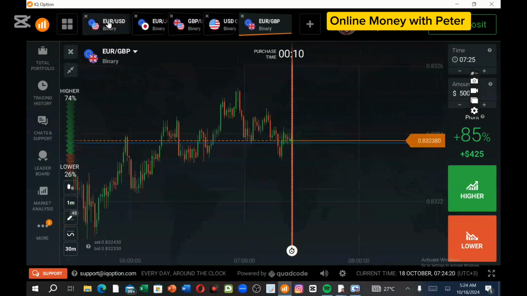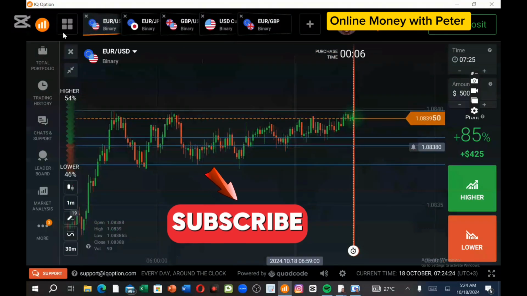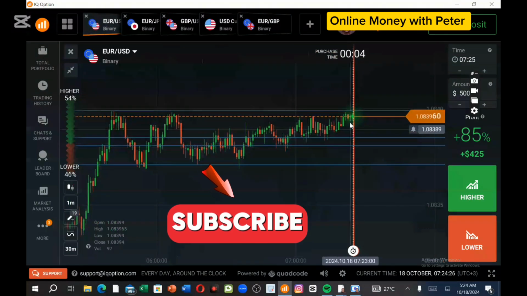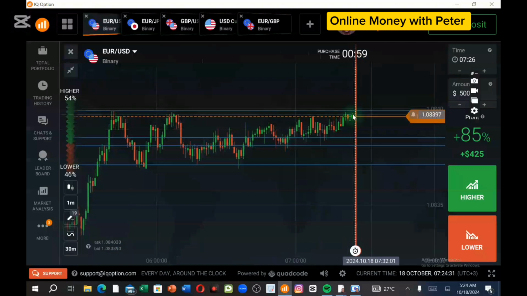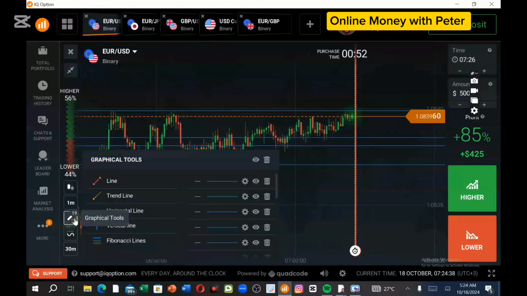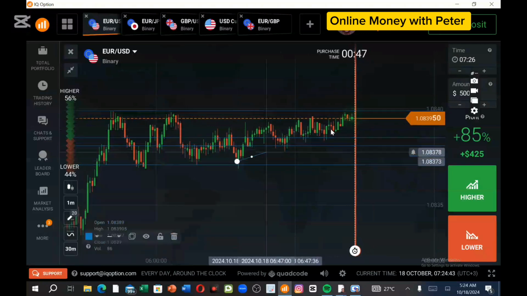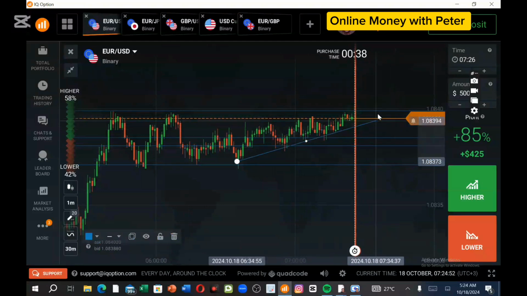Okay, go to this one. Now this EUR/USD actually wants to break out of this seller zone, and it's the sellers that are keeping it here. You can see if I use my trend line here, you can see that it's actually going up.